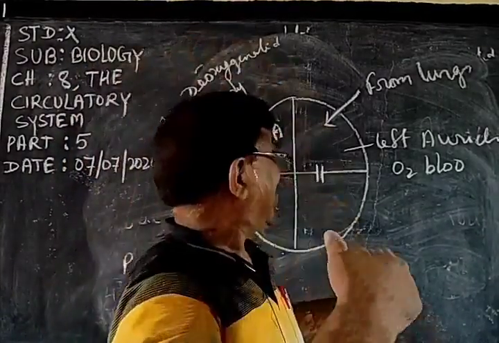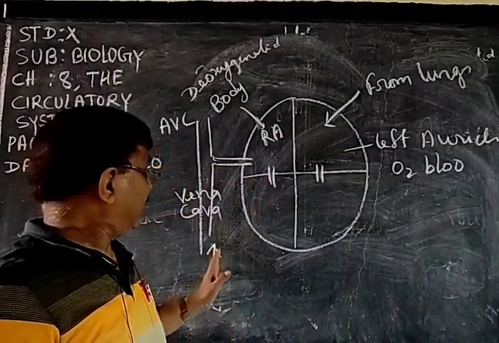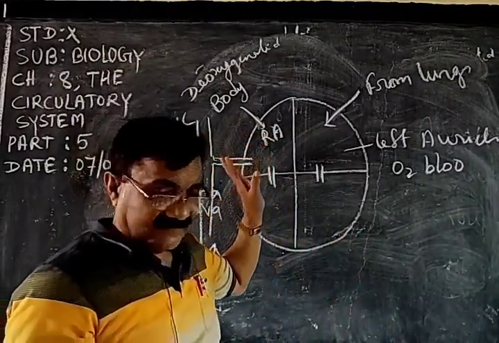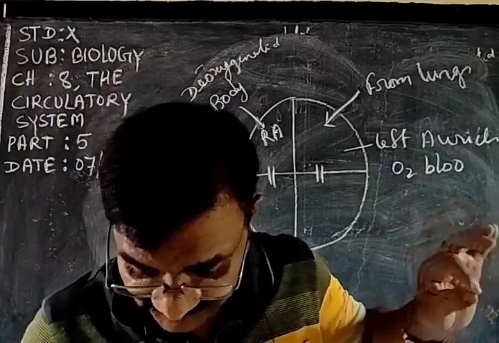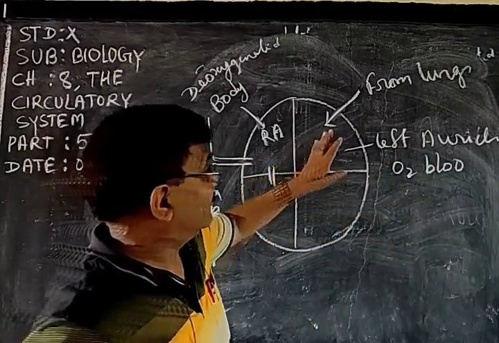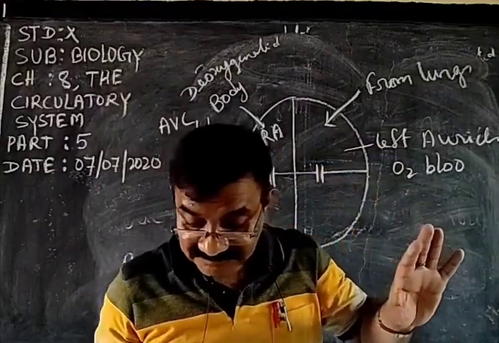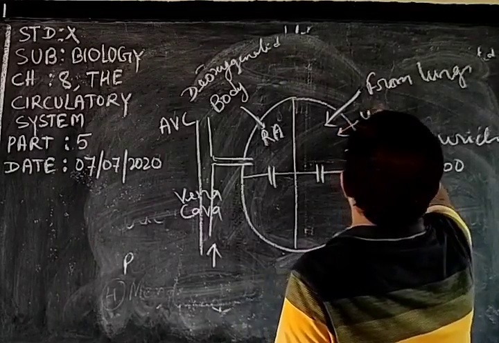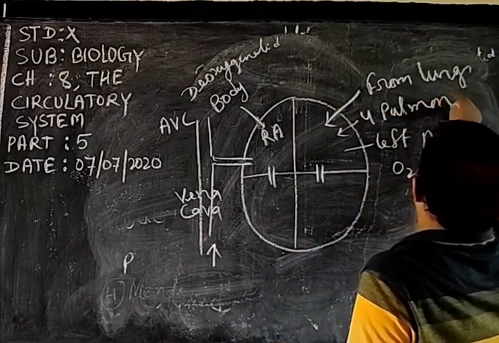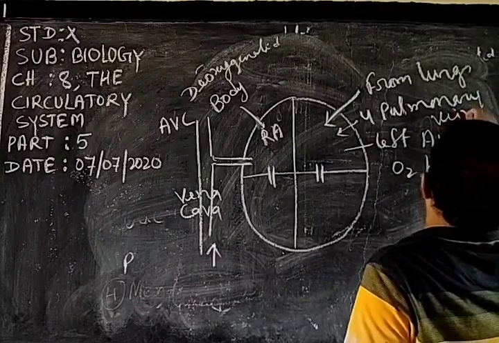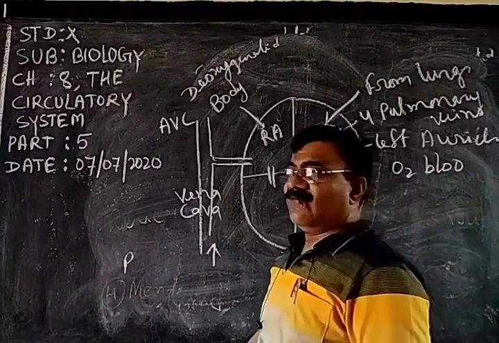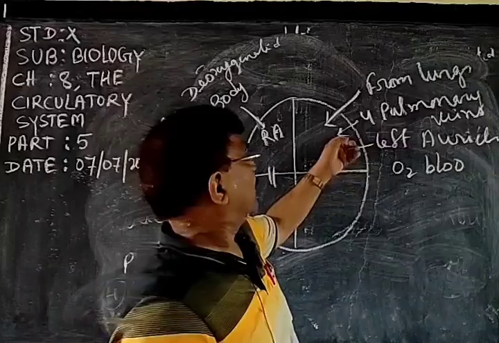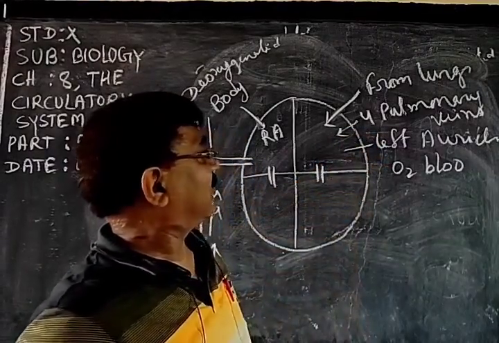Very clear. Superior means from head, upper part, deoxygenated. Inferior from leg and other lower parts of the body. That part is clear. And the left atrium receives 4 pulmonary veins. Here, 4 pulmonary veins coming from the lungs. We have 2 lungs, and from them the pulmonary veins reach blood to the left auricle.